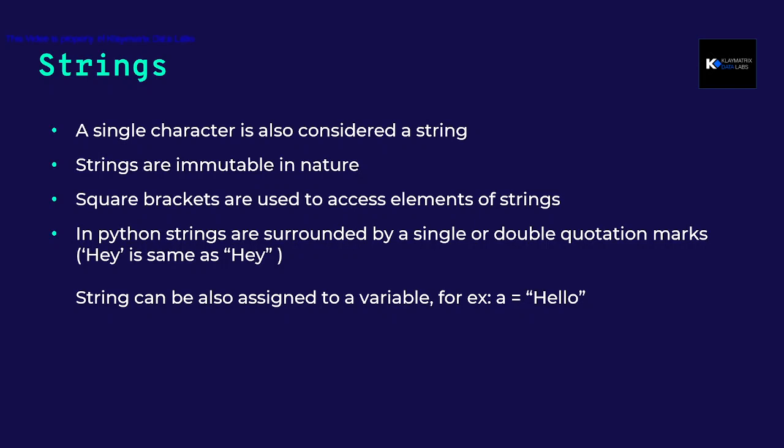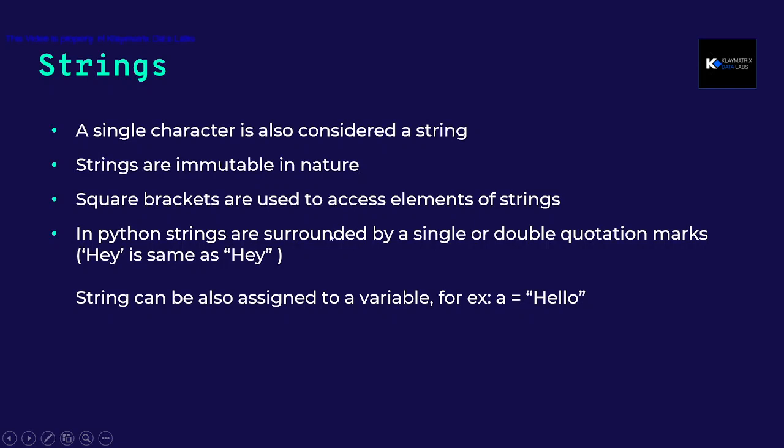So basically, a single character is also considered a string. Strings are immutable in nature, which means we cannot change a string. Square brackets are used to access elements of a string. We'll talk about that in string slicing. And that's pretty much the way we do slicing in Python.